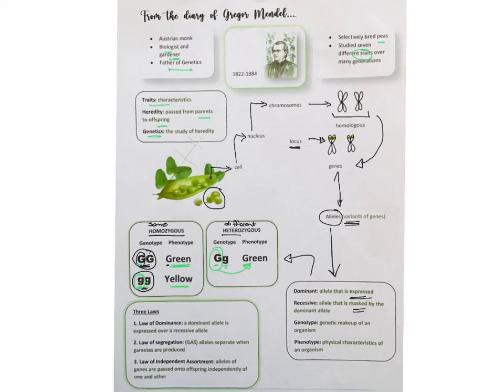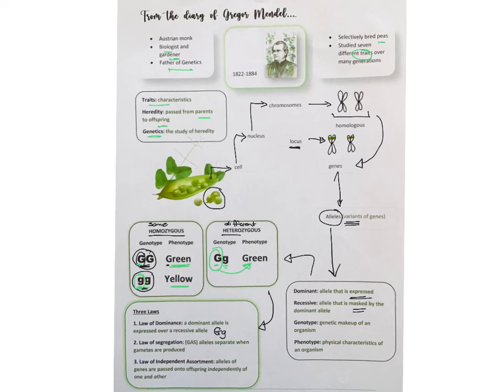Now, from this, and all the observations that Mendel made, he was able to come up with 3 laws. The first law is the law of dominance. This is where a dominant allele is expressed over a recessive allele.